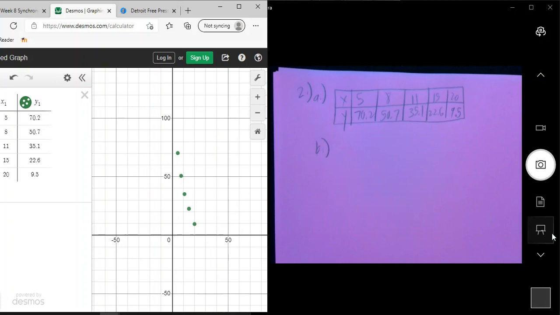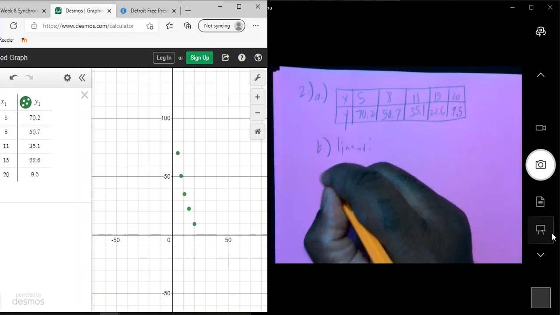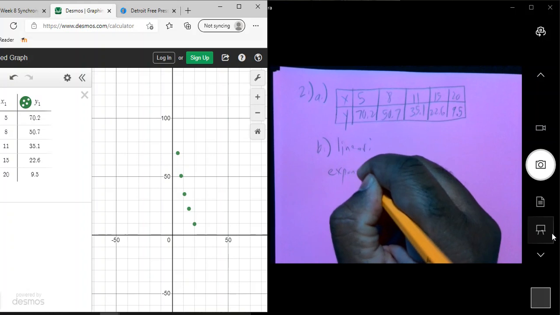Now, we want to go to part B. Part B says, using your graphing calculator to determine both a linear regression and an exponential regression model of the data. Record the equations for these models here. All right, so we're going to get a linear and we're going to get an exponential model.